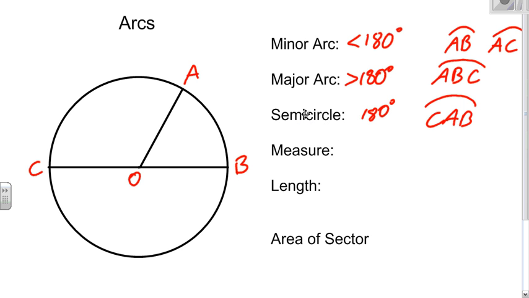The measure of an arc is measured in degrees, and it's just the portion of the circle. So how many, if you split it into 360 degrees, how much of that circle would it be? And the measure is equal to what's called the central angle. So the measure of arc AB is equal to the measure of the central angle AOB.